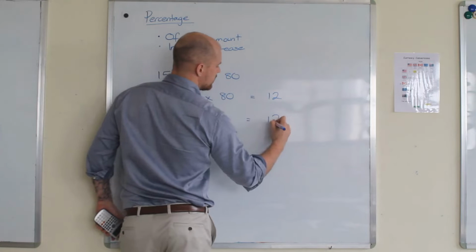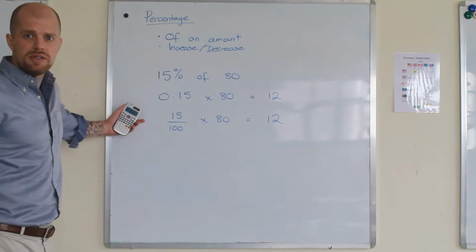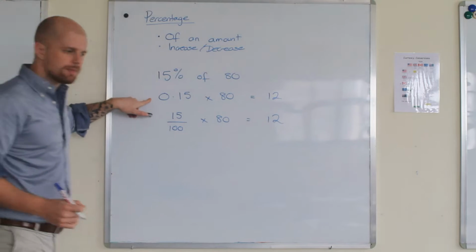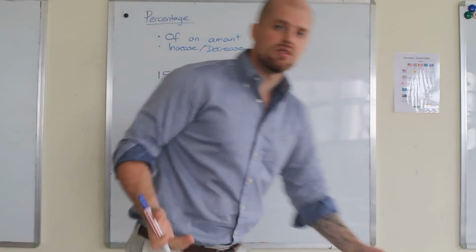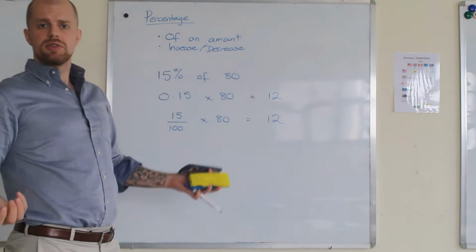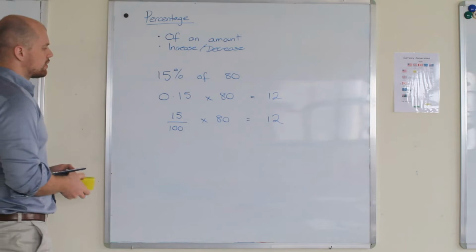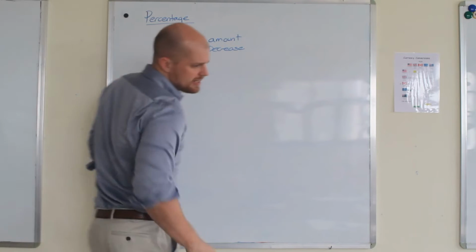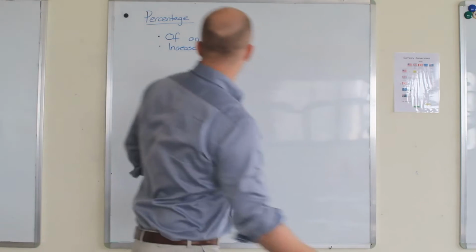Now it doesn't matter which one of these you use, you can use either of them. The easier one to do normally is the decimals. But you can do either one. Same if you were going to do 37%, you'd do 0.37 or 37 out of 100 and then times it by the amount. Often easier to do it as a decimal.